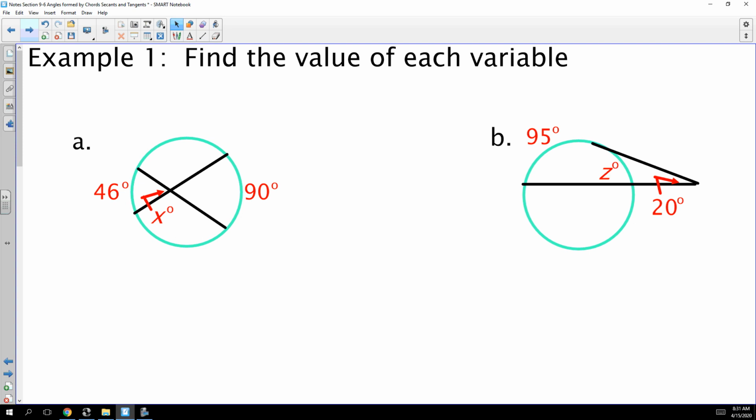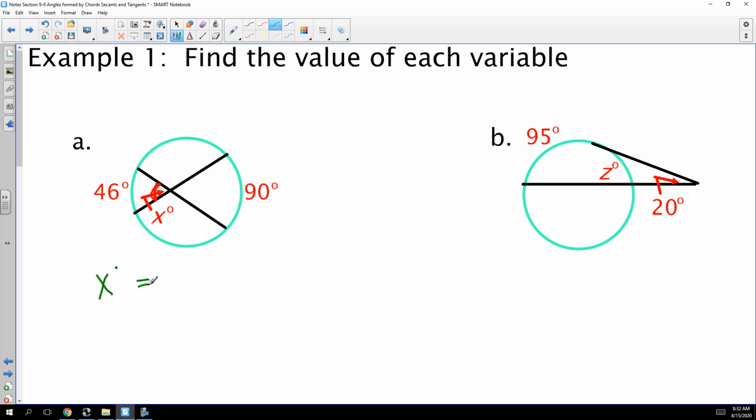So in each case, when you're trying to work a problem, you want to consider, is this angle formed inside the circle or is this angle formed outside the circle? So in this problem A, we have x degrees for an angle that's formed inside a circle by two intersecting chords. So remember from the previous page of notes that the measure of that angle formed inside is equal to half the sum of the intercepted arcs.